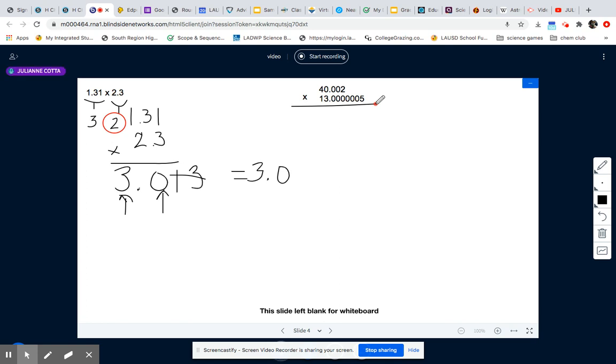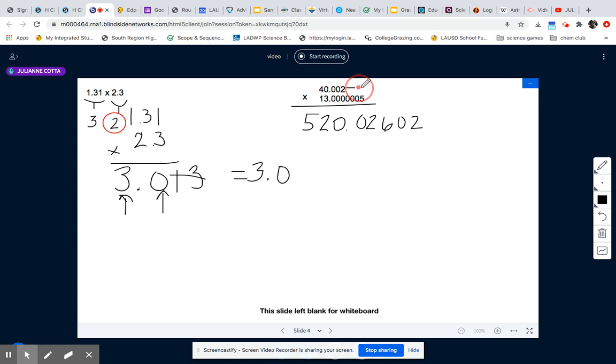13 point, it's got 5 zeros in there, right? Why did I put 6? I put 6, that's okay. 1, 2, 3, 4, 5, 6, and a 5. And that answer is 520.026002. So that's what the calculator tells me, but I need to go look at what these numbers are telling me.